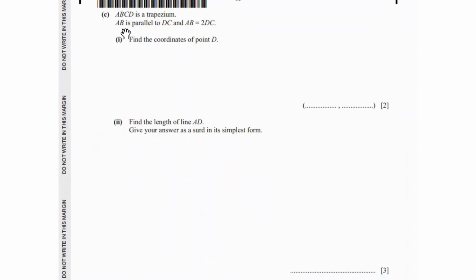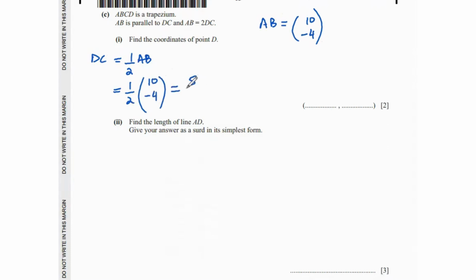Then ABCD is a trapezium where AB is parallel to DC and AB is twice DC. Find the coordinates of point D. If AB is parallel to DC and AB is twice DC, AB was found to be 10, -4. This is a part of the same question. So DC would be half of AB, which is going to be half times 10, -4, which is 5 and -2.